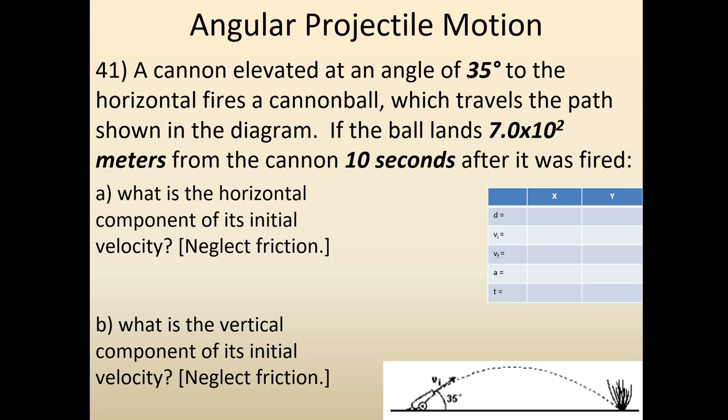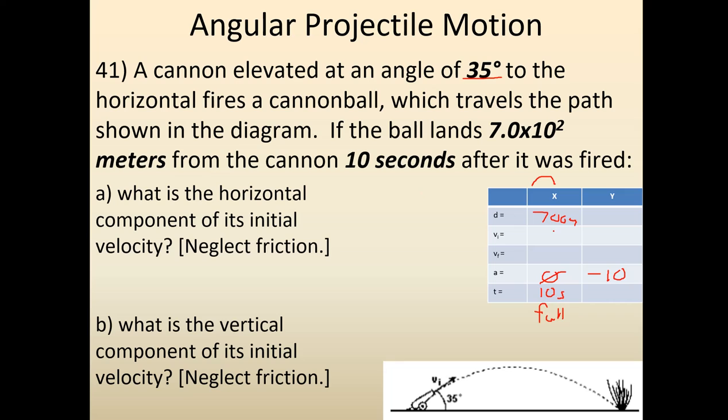All right, so they give us an angle, but they don't tell us any speeds, and that's the important thing. We don't know the speeds. So what I'm actually going to do is start plugging in numbers into this chart. We know that the ball lands 700 meters away. We know that the acceleration is 0 and negative 10. It says it lands 10 seconds after it's fired. And again, this is full time.